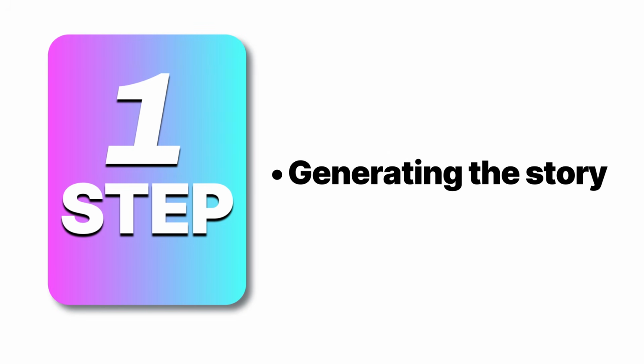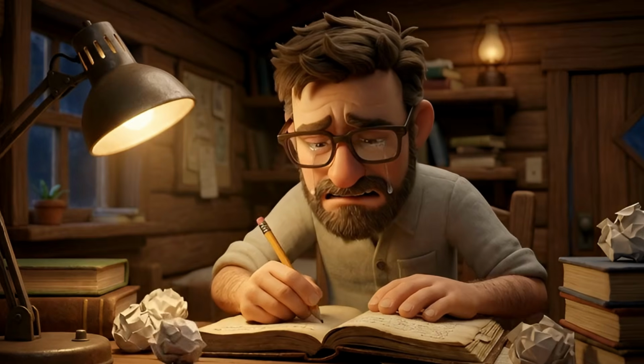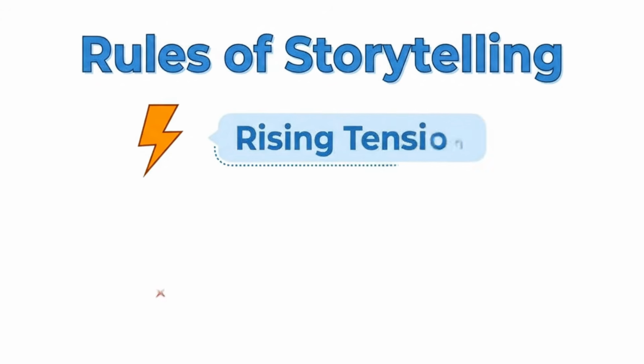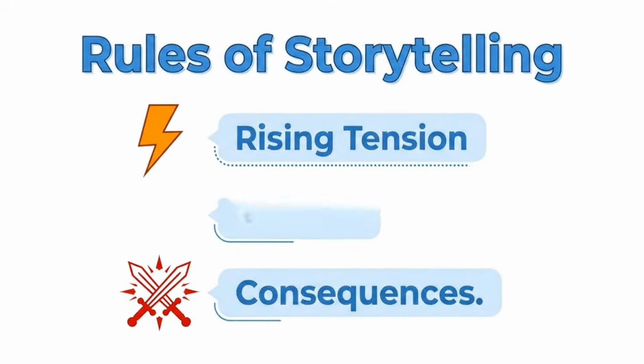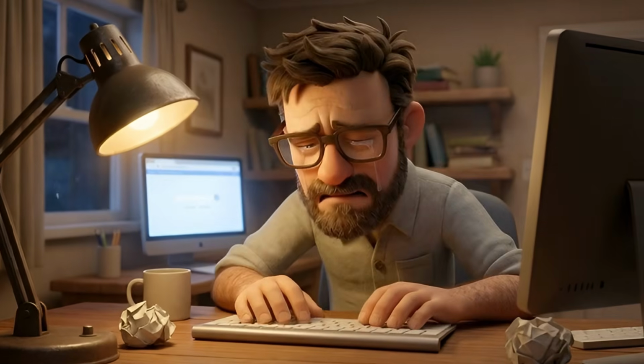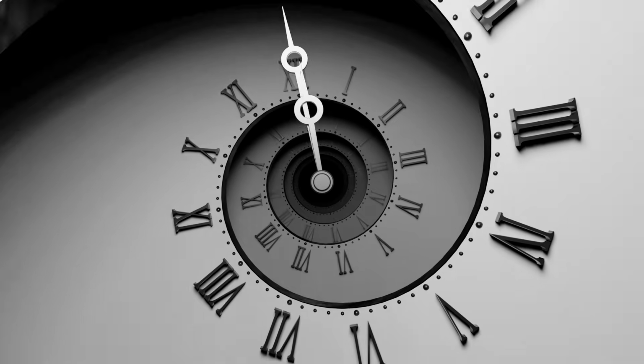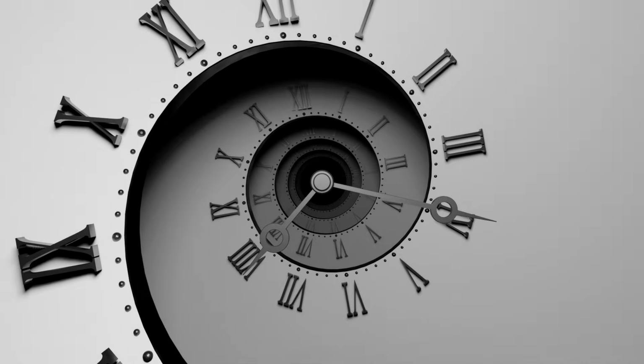Now, the first step here is to generate the story for our video. Writing a story is very hard. You have to follow all the rules of storytelling, like rising tension, conflict, consequences, etc. Then you also need to write all the image and video prompts to generate an actual AI movie from that story. That would take hours, even for a small AI video.